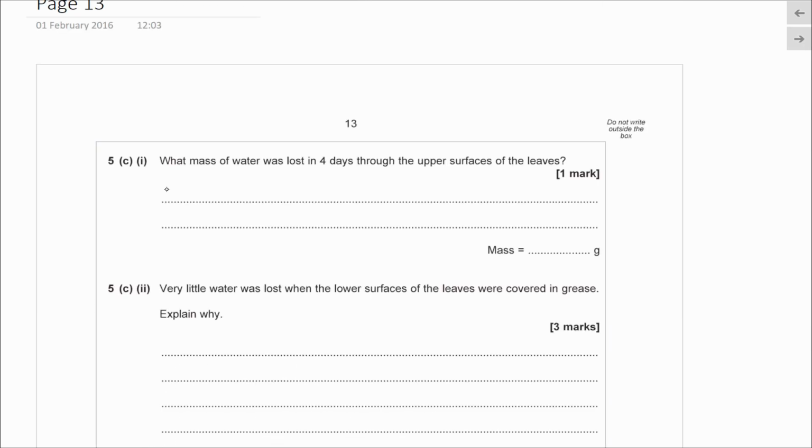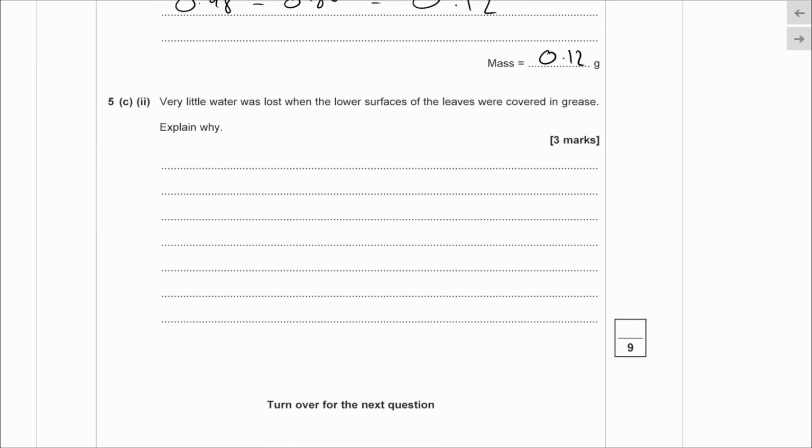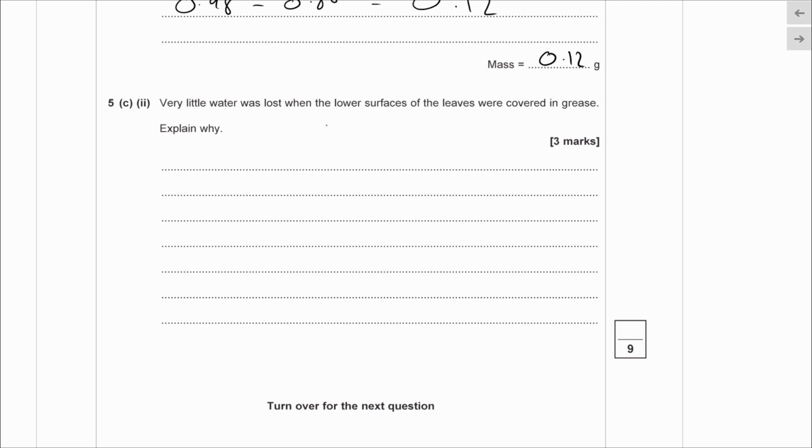So here we're going to have 0.98 grams minus 0.86 grams, which will give me 0.12 grams. 0.12. Now that was slightly more tricky than it first looks. It first looks like you just have to read off the chart, but no, you actually have to do this calculation. Alright, so part 2 then says that very little water was lost from the lower surfaces when the leaves were covered in grease. Right? Explain why. Well, the lower surface is where the stomata are, right?